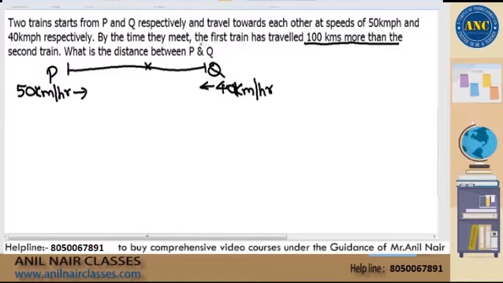The first train has traveled 100 kilometers more than the second train. Your question is, what is the distance between P and Q? They are asking you, what is the distance between P and Q? This is the distance they are asking in the question.